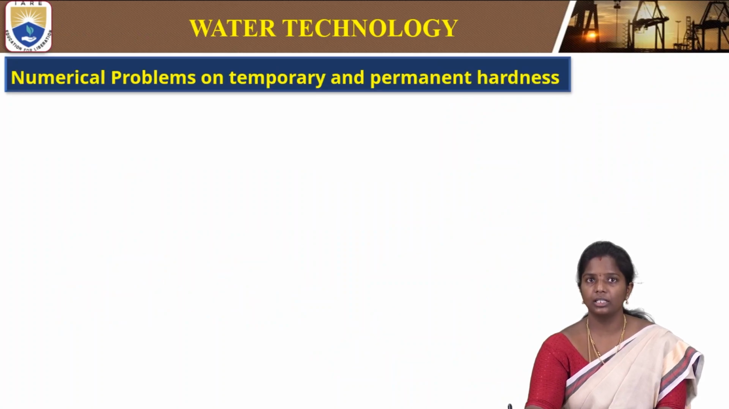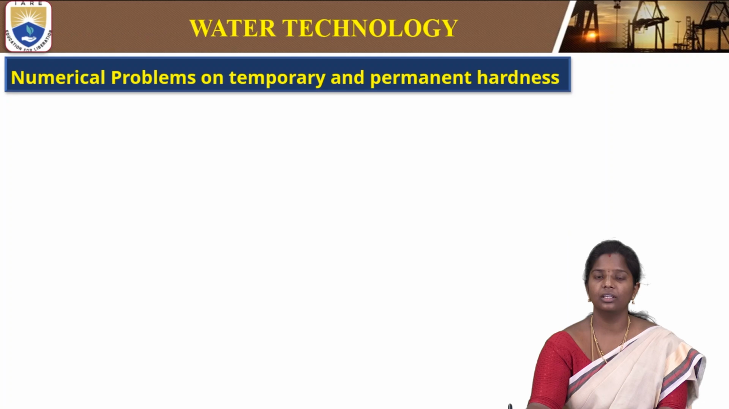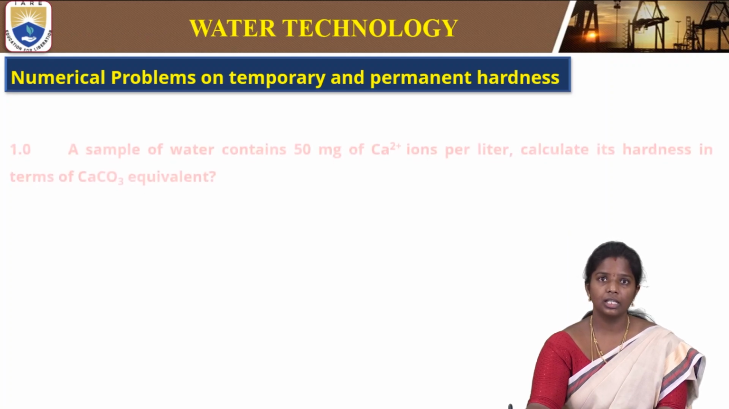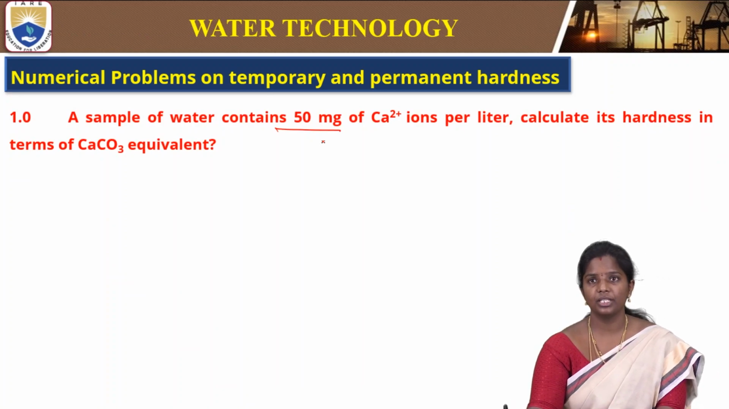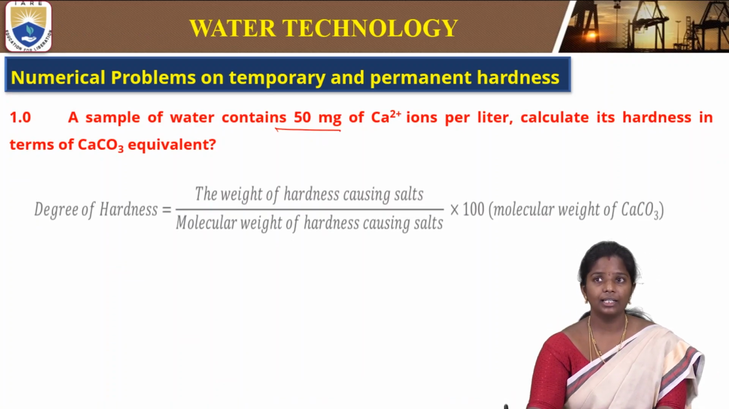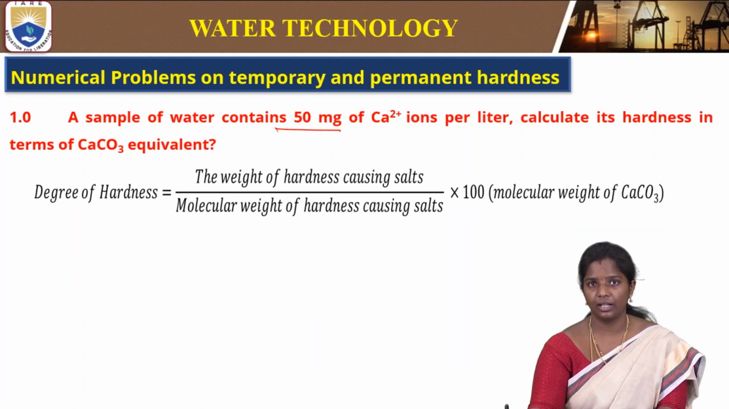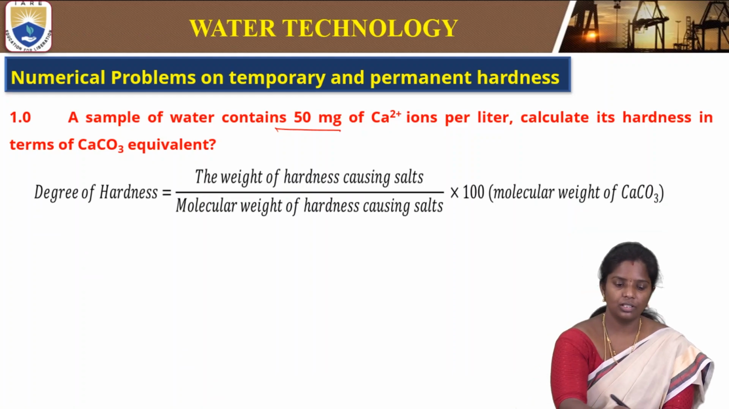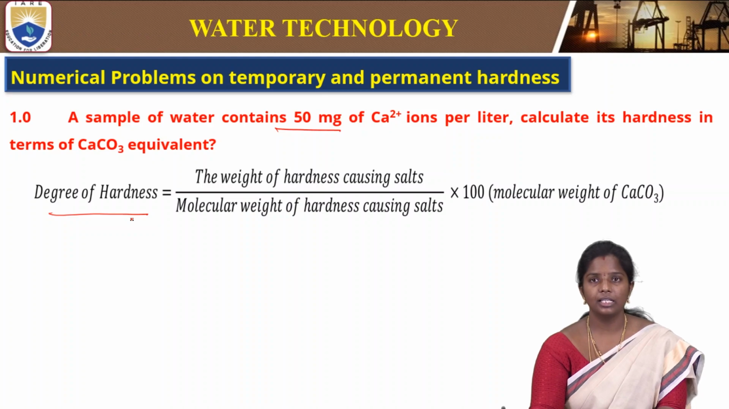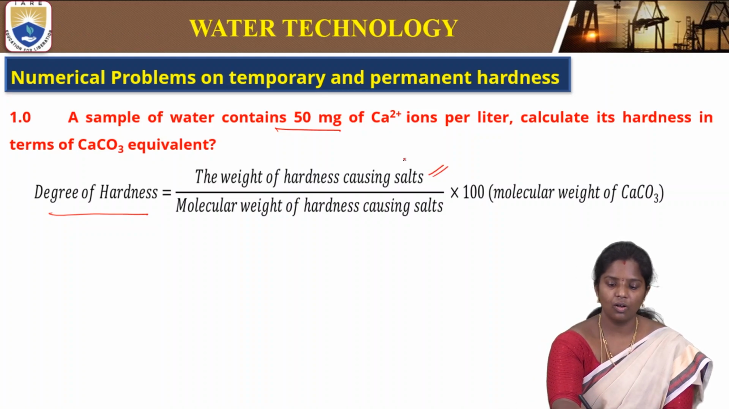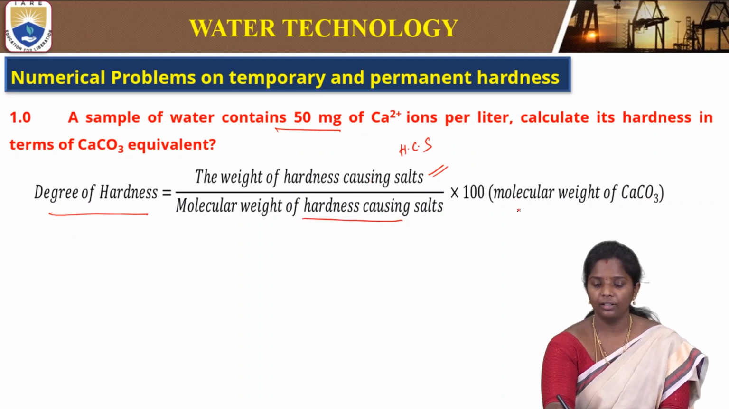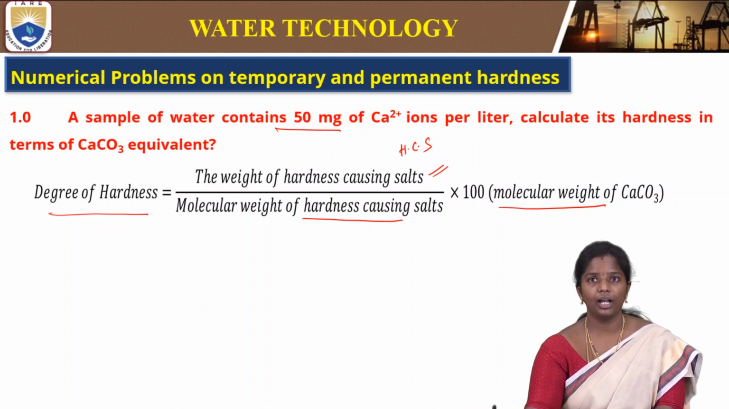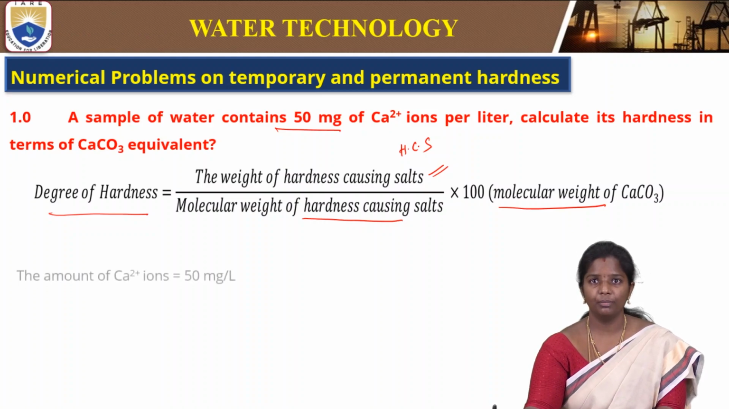Now let us see examples of numerical problems on temporary and permanent hardness. A sample of water contains 50 mg of calcium 2+ ions per liter. Calculate its hardness in terms of calcium carbonate equivalent. We will use this formula: degree of hardness is equal to weight of hardness causing salts divided by molecular weight of hardness causing salts, into 100, the molecular weight of calcium carbonate.